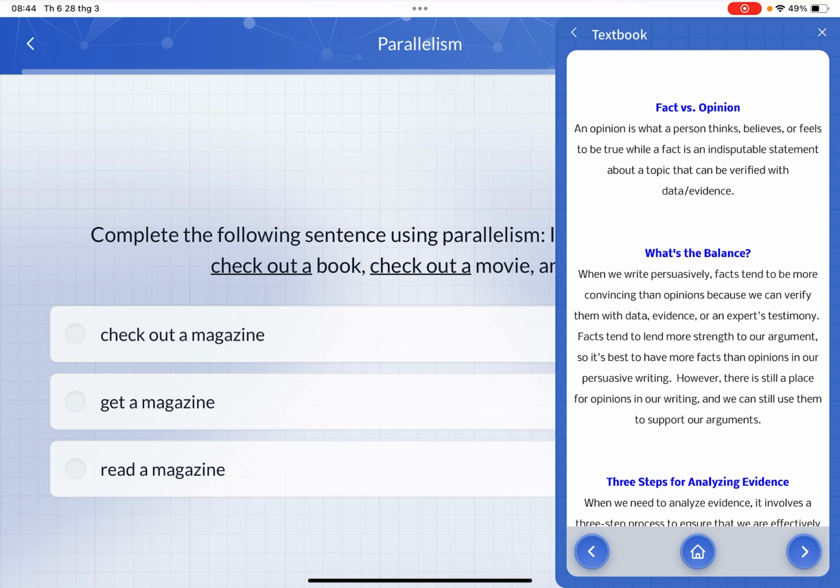But an opinion is just what we think. It's just what we believe. It's not completely true. It doesn't have evidence to become a fact.